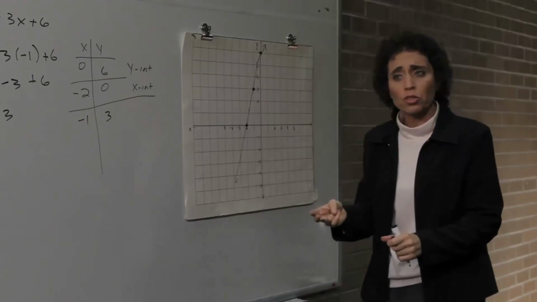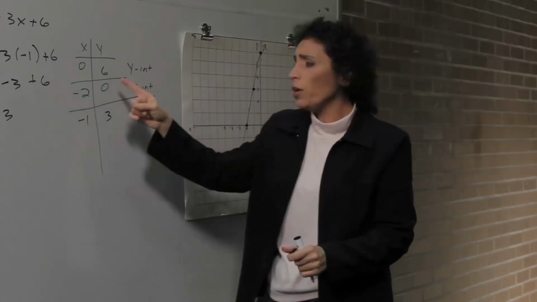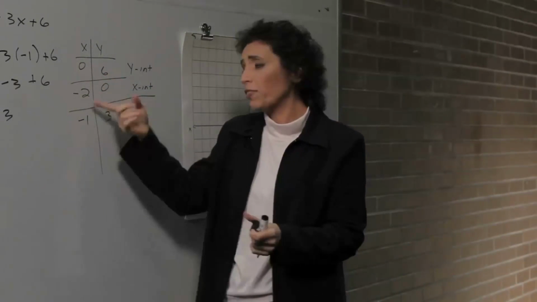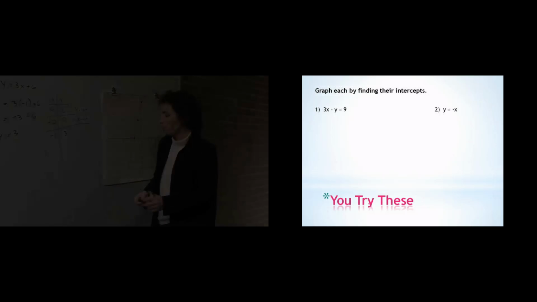So there's 2 problems left that I'm going to ask you to do using the intercept method. Now, listen, if you have 1 point for the intercept, just 0, 0, what do you have to do then? Well, then you have to pick 2 more numbers and plug them in. So it's really simple. So try the next 2.